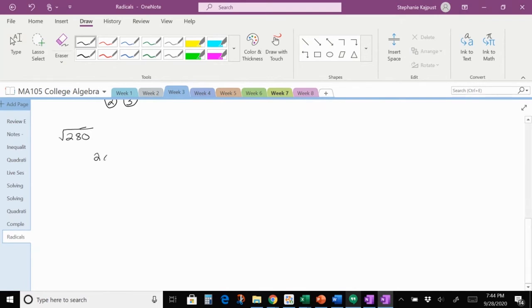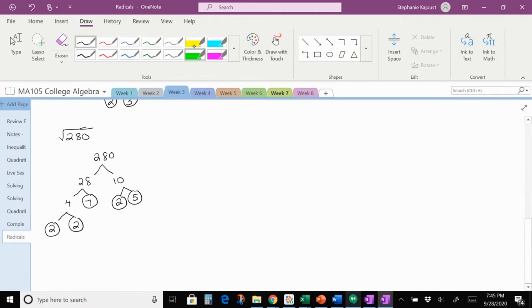So I'm going to take 280 and I'm going to do the prime factorization. So I know that's 28 times 10. 28 is 4 times 7, so 7's prime, so I'm going to circle it. And then 4 is 2 times 2. Then 10 is 2 times 5.